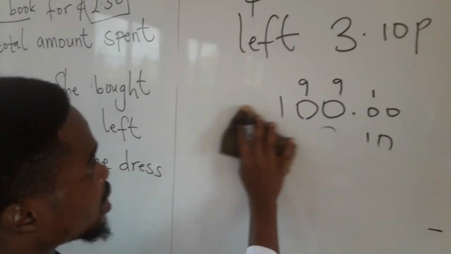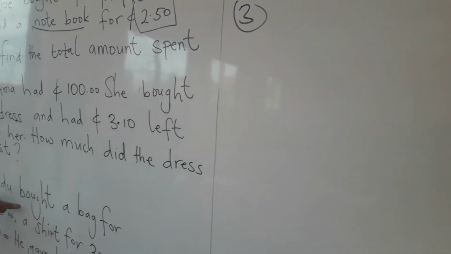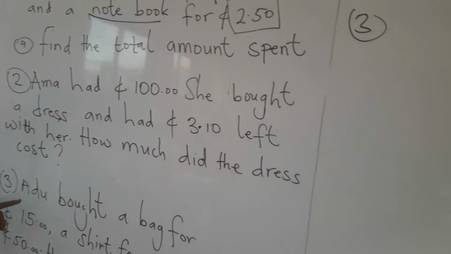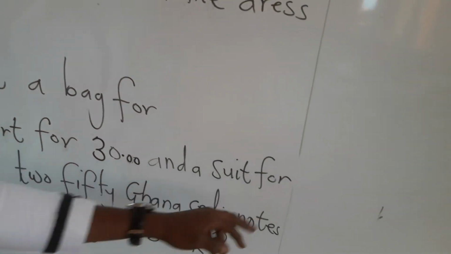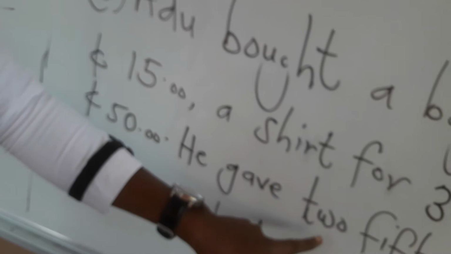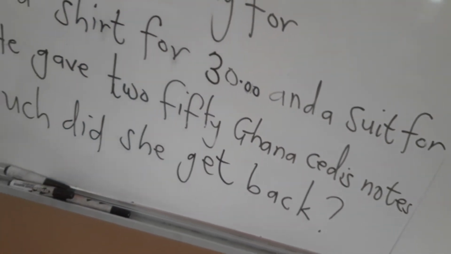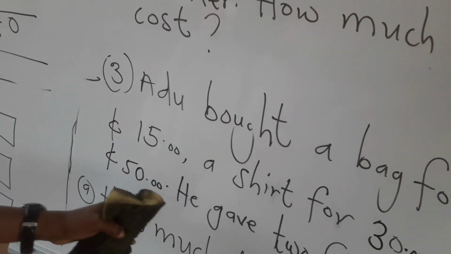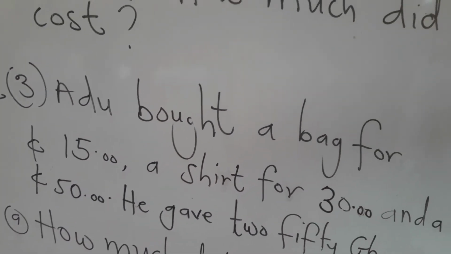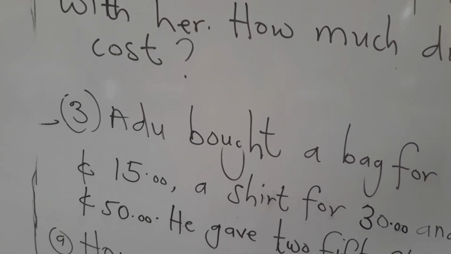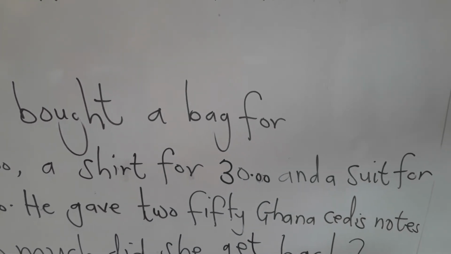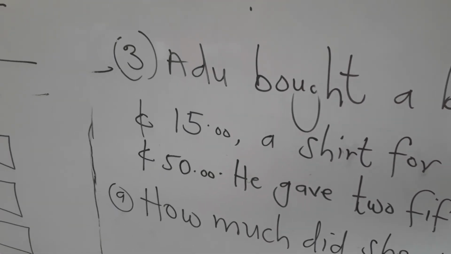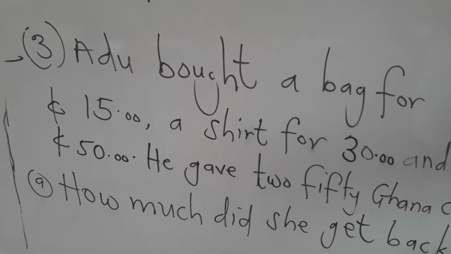So now let's look at the last question. The last question says, Adu bought a bag for 15 cedis, a shirt for 30 cedis, and a suit for 50 cedis. He gave 2 50 Ghana cedis notes. How much did she get back? So here we look at what she bought. She bought a bag, which cost 15 cedis, and then she also bought a shirt which costs 30 cedis, and then finally she bought a suit which cost him 50 cedis.